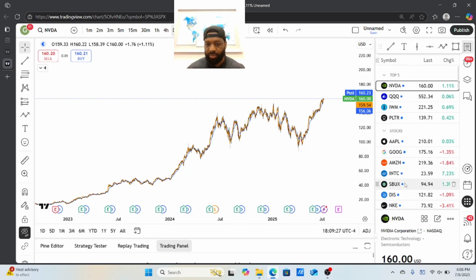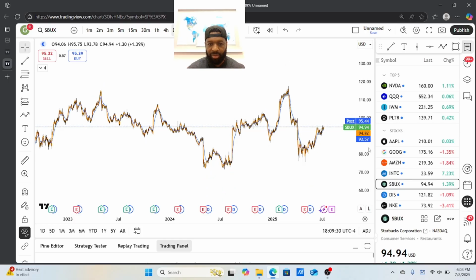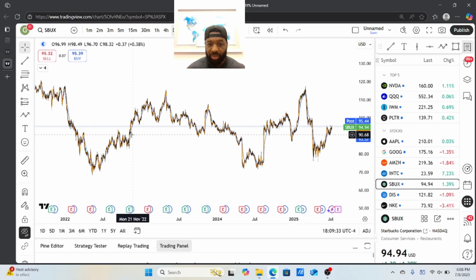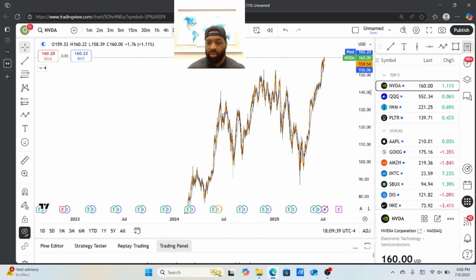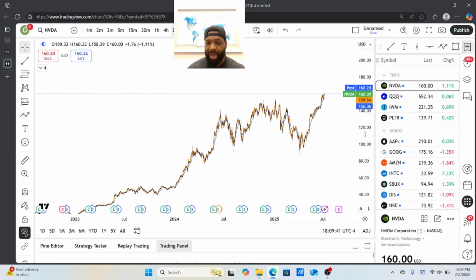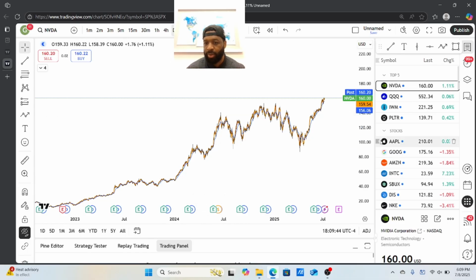Clear uptrend. And let's go back to Starbucks and compare them again. Starbucks looks like it's moving completely sideways, versus, like I said, on NVIDIA, we did have a moment of moving sideways, but it looks like we're pushing back up. We were pushing up here as well.